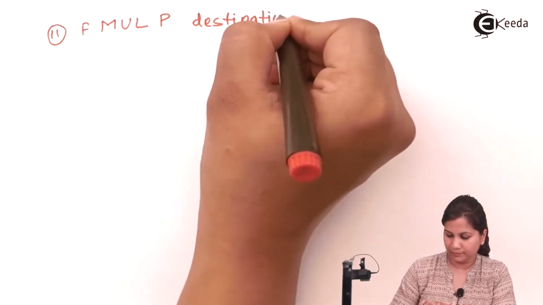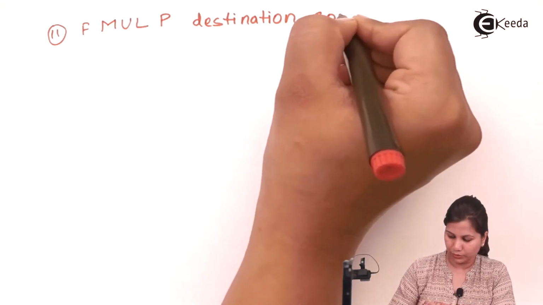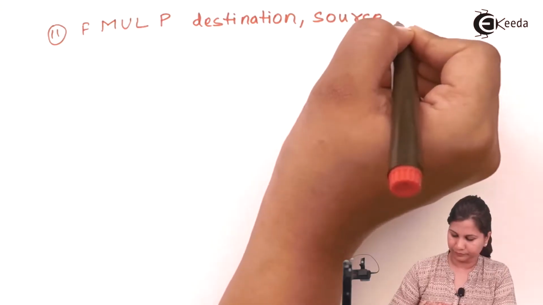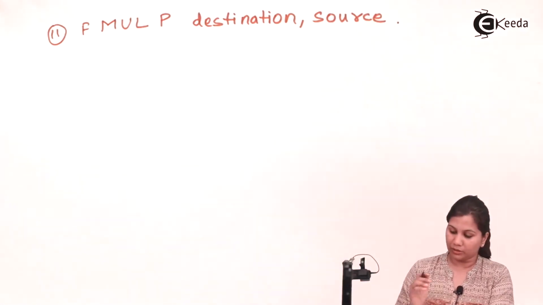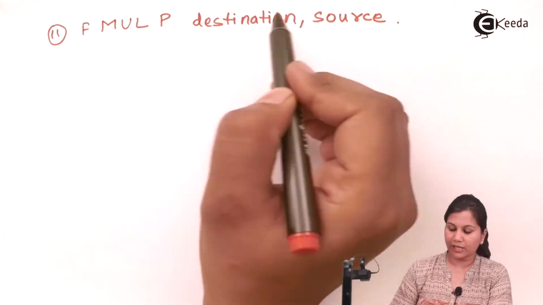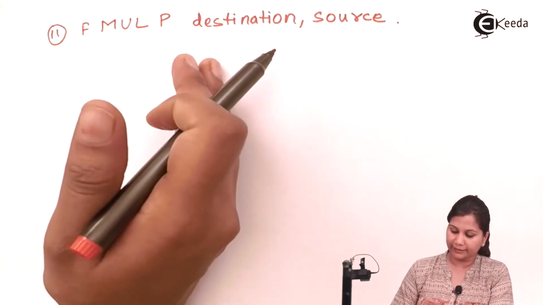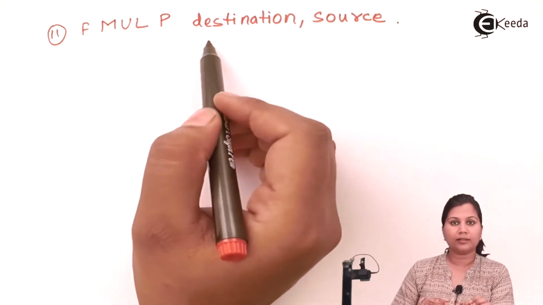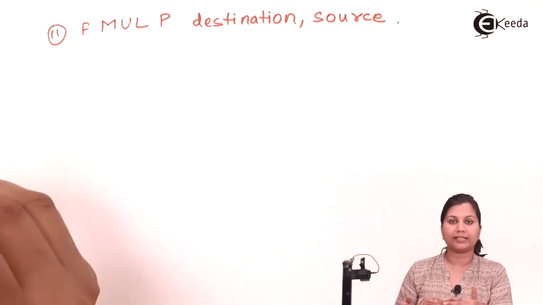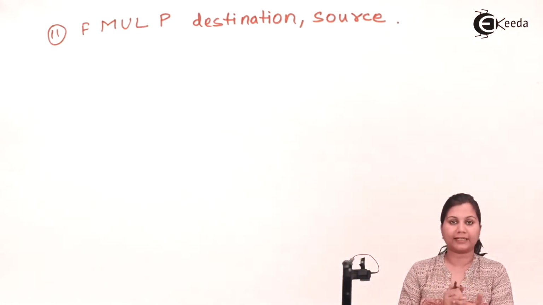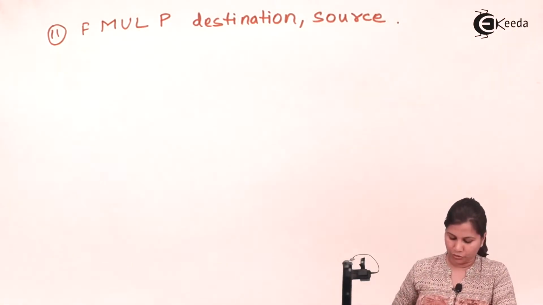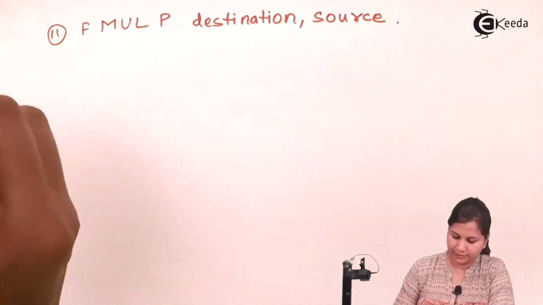destination and then source. So here again the destination and source are multiplied with each other, but the difference is where the result is stored, that is the top of the stack, that is at ST the result will be stored. Okay. So what does this instruction do?